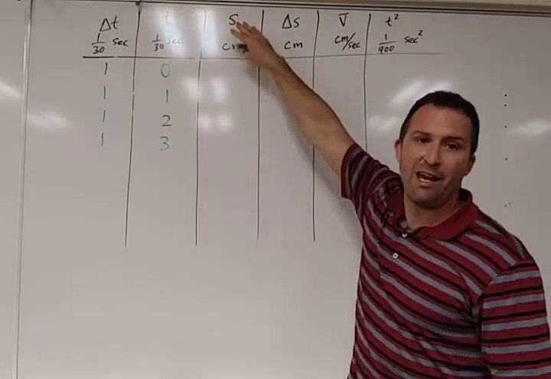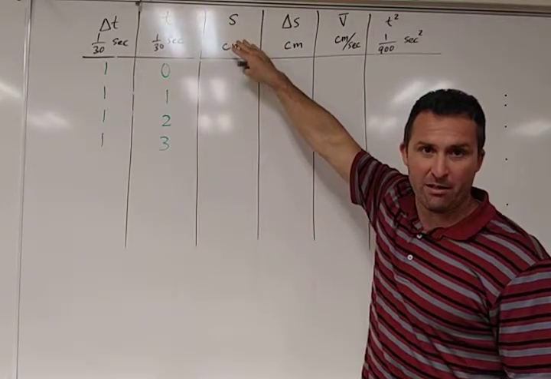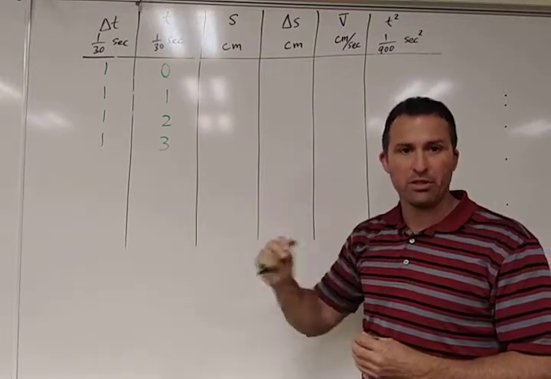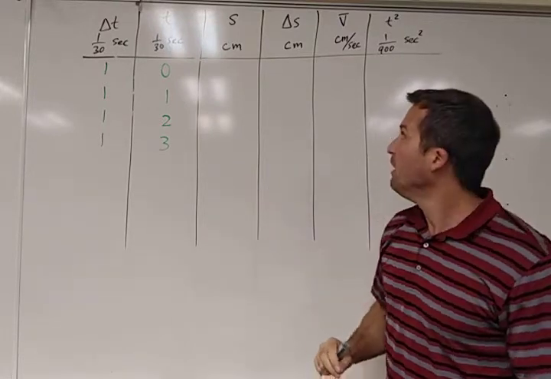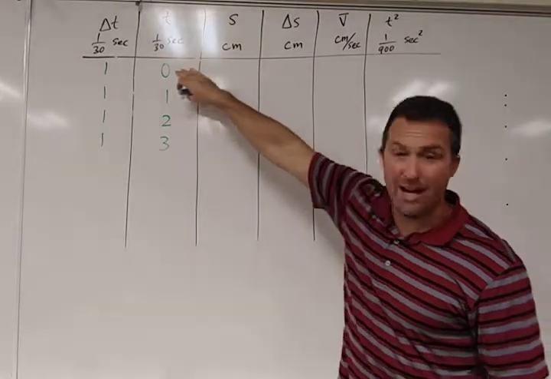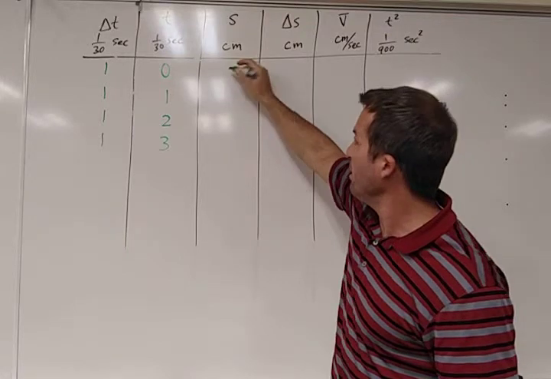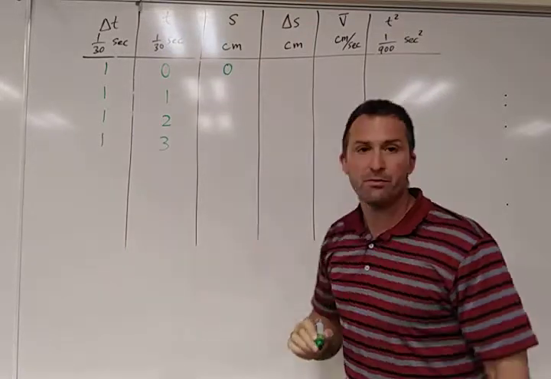Now, in this lab, they use the letter S for the position of the object, in other words, the position of our dots here. At time 0, we're just going to define that to be at position 0.